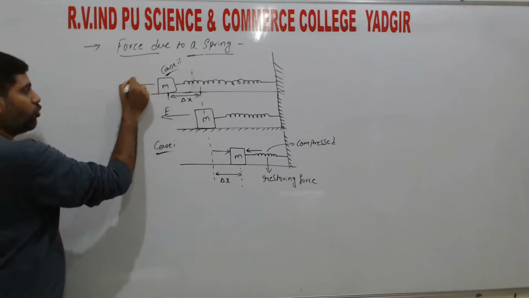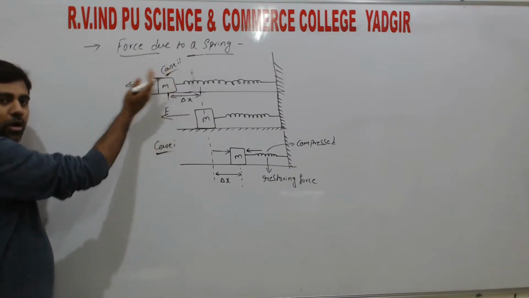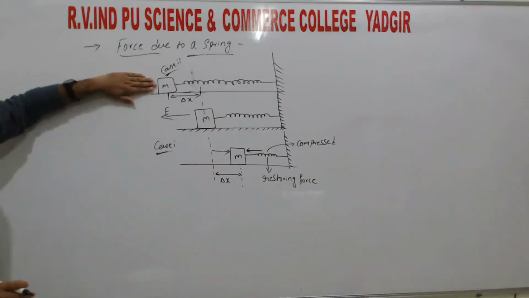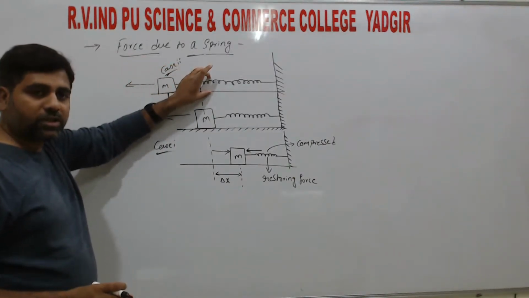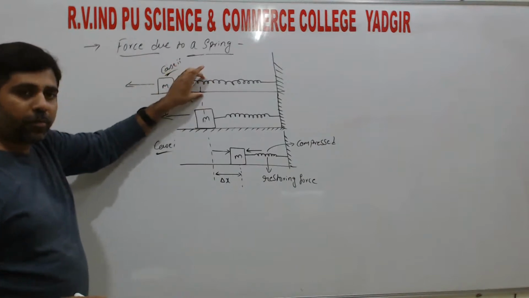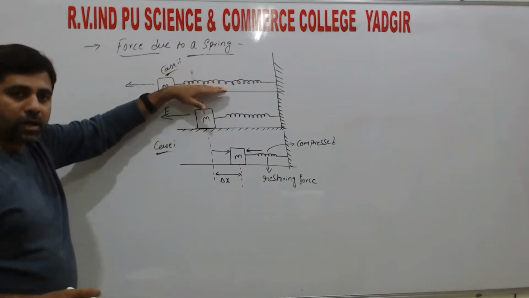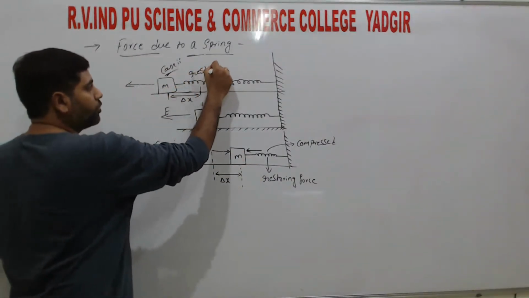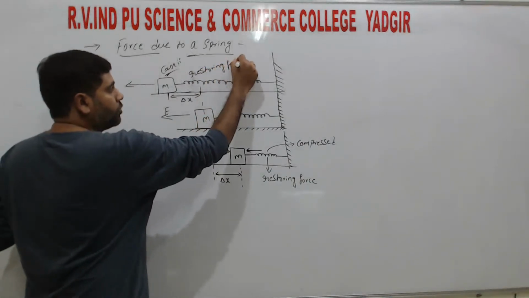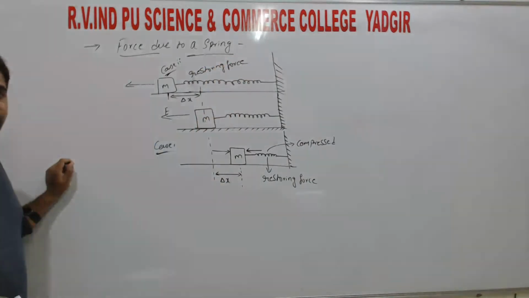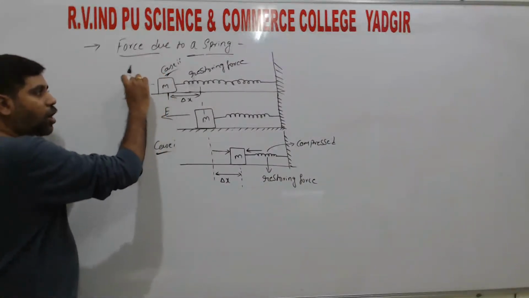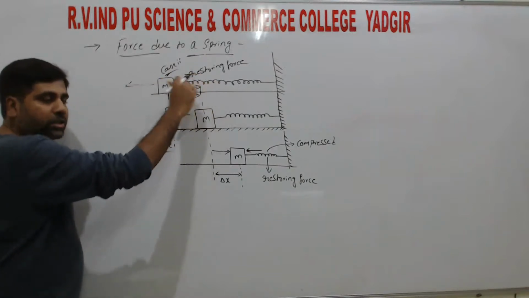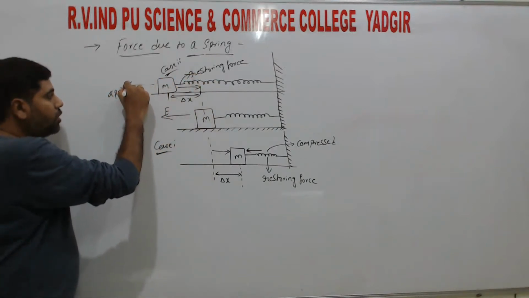After removing the applied force, either push or pull, what happens is the block comes back to its original state. For it to come back to the original state, again the force constrained in the spring, that force we call the restoring force. That is also present in the spring, right? The restoring force is in the opposite direction to that of the applied force.